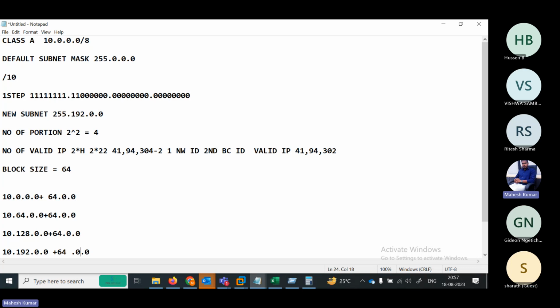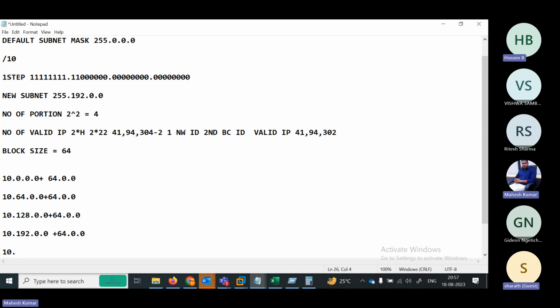If you use 64 again, what will be the value? 10.192 plus 64 is 256, and 256 is invalid, because the maximum valid value is 255.